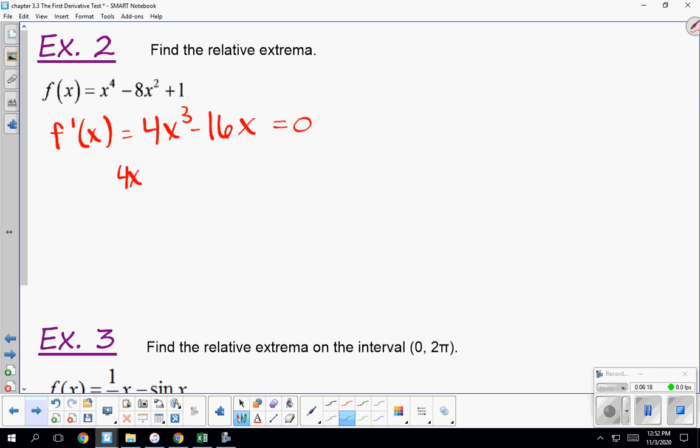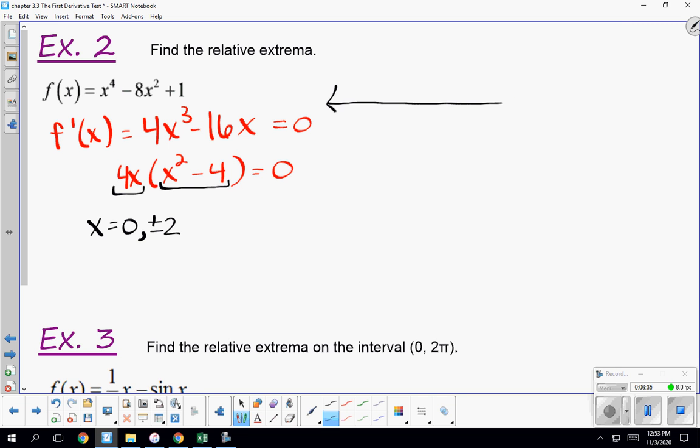So I'm going to go ahead and factor out a 4x, and I'll be left with x squared minus 4. If I find those values that make this guy true, here I'm going to get x equals 0, and here I'll get plus or minus 2. So those are critical points, and those are places where I might possibly make a change from increasing to decreasing.